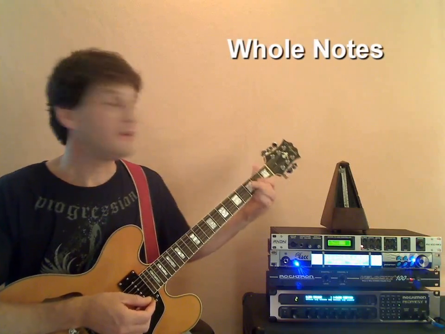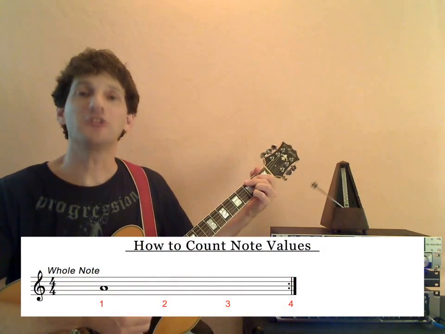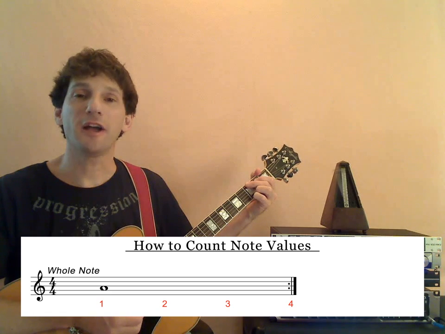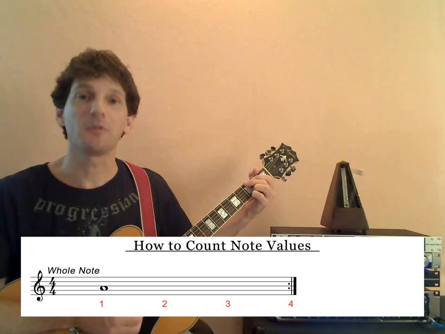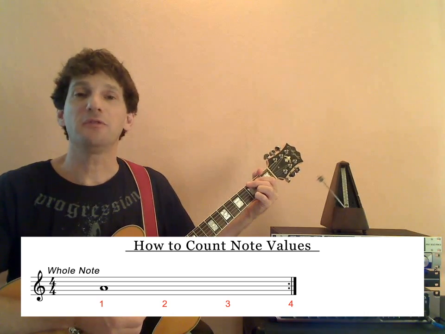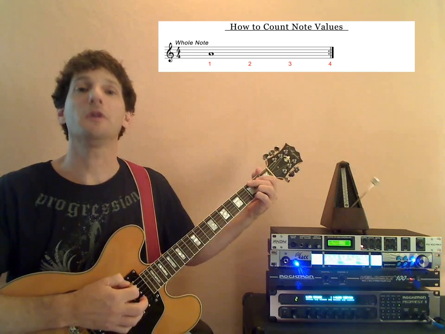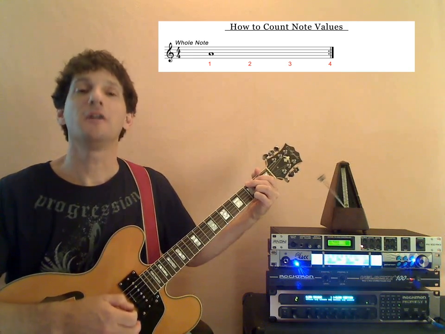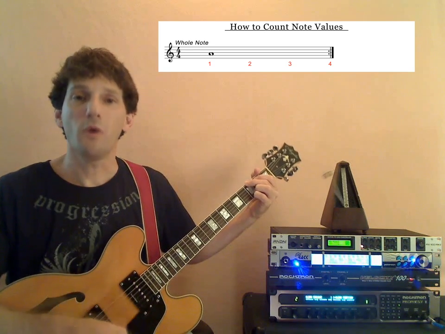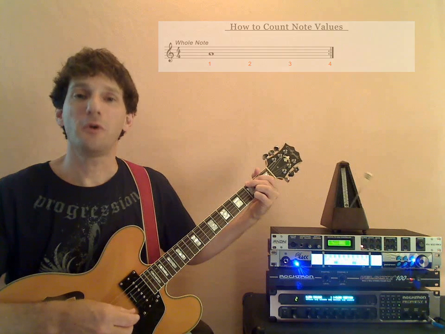Now what we're going to do is, I'm going to start the metronome at 40 beats per minute. That's a really slow tempo, and it's a great idea for you guys to start nice and slow, then be able to work your way up to faster tempos. Now the whole note receives 4 beats per measure, and it goes like this. Here we go. 1, 2, 3, 4. One more. 1, 2, 3, 4.